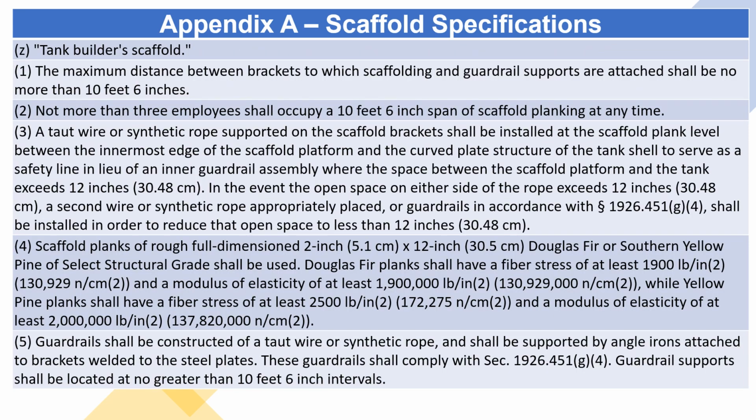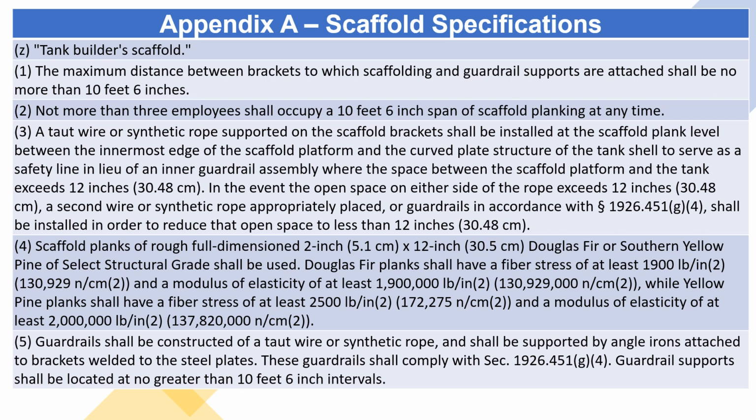Z. Tank builder's scaffold. 1. The maximum distance between brackets to which scaffolding and guardrail supports are attached shall be no more than 10 feet 6 inches. 2. Not more than 3 employees shall occupy a 10 feet 6 inch span of scaffold planking at any time.